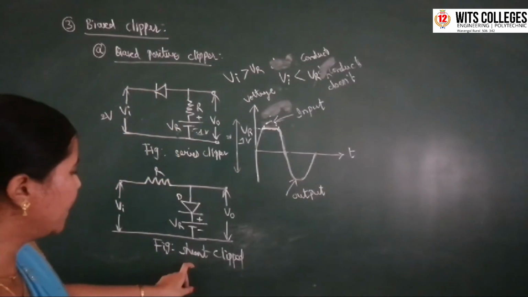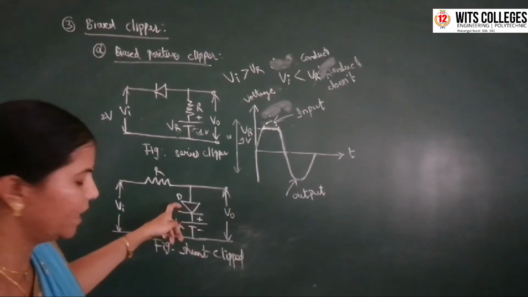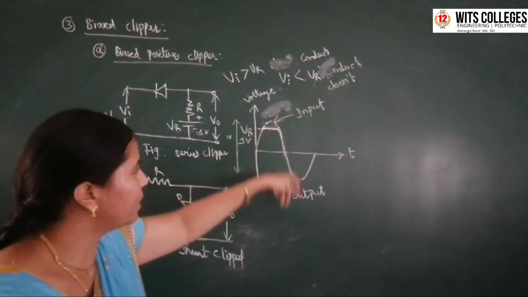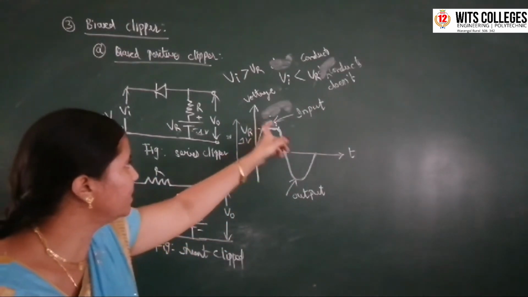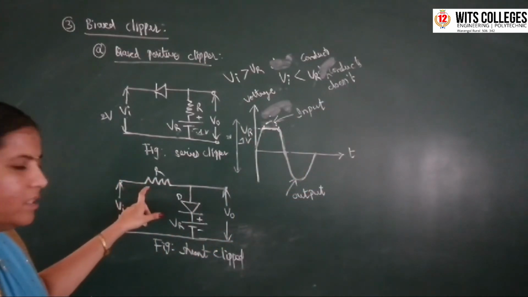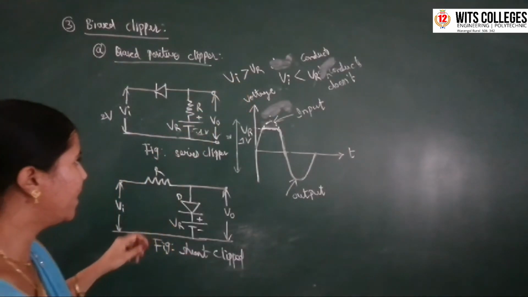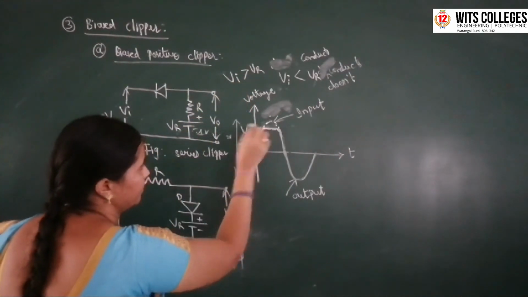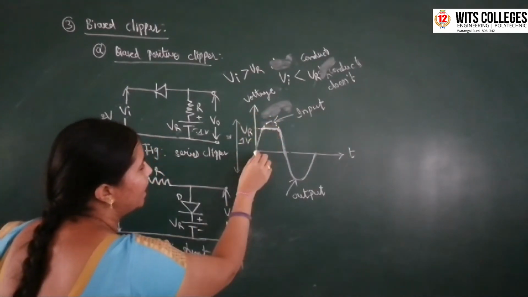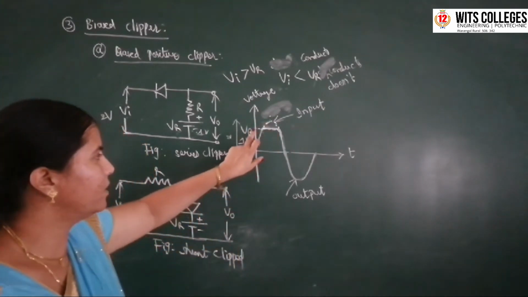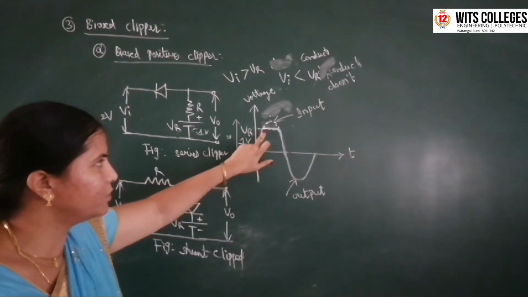Coming to the biased shunt positive clipper, here we are connecting the reference voltage in series with the diode. These are the input and output waveforms of the shunt diode positive clipper. When we give this input signal through the resistor R, when the input voltage is less than the reference voltage, the diode conducts up to Vr. So the output will come at the reference voltage Vr.